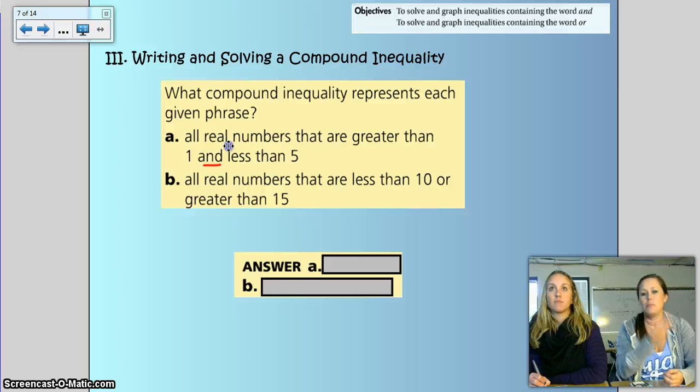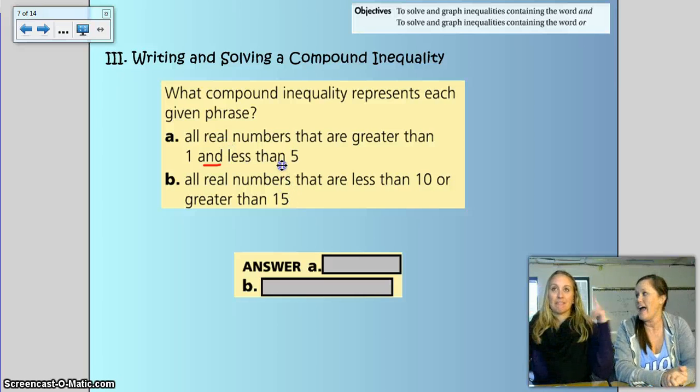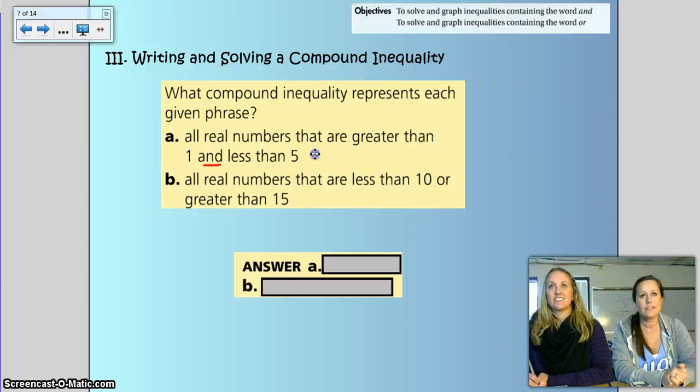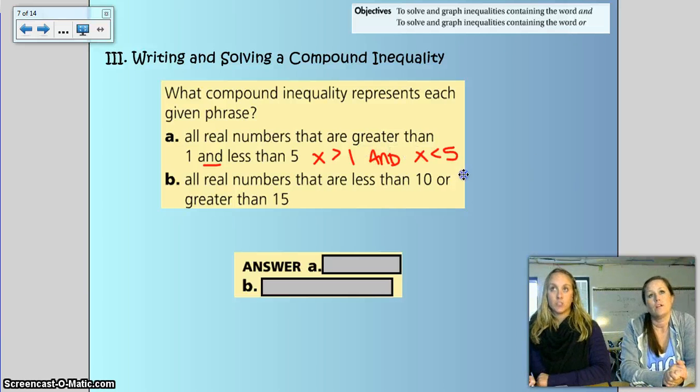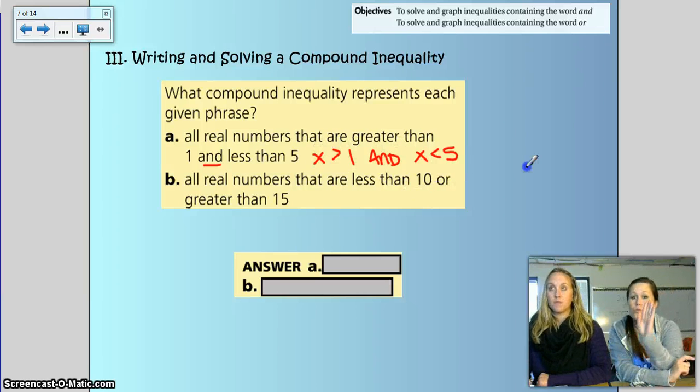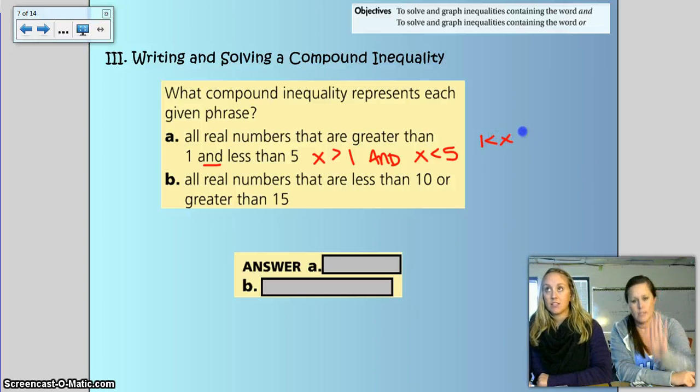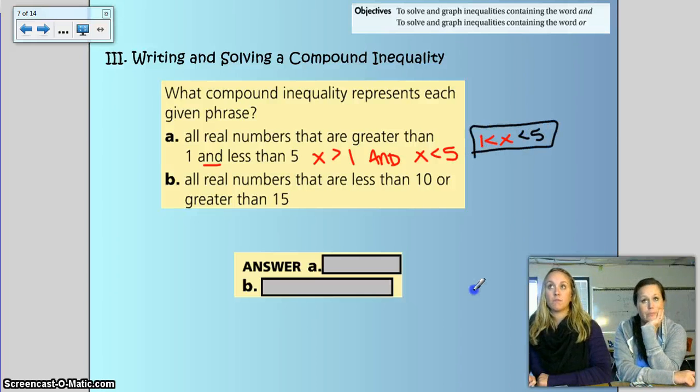That's a good place to rewind and pause. Okay, so x is greater than 1, and x is less than 5. Since we know it's an and, I can flip that around and rewrite this. And remember, do the one that has the smallest number in it first. So 1 is less than x, and then x is less than 5. So I just combine them as I wrote them. Okay, awesome.